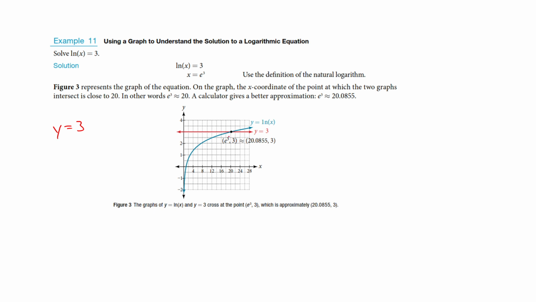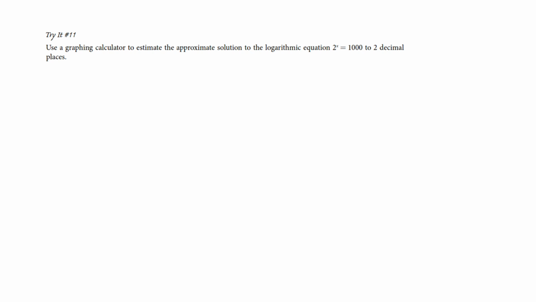So this is just the graph of the ln of x. They just graphed it. Now they've also graphed y equals 3. So basically what we're saying is when is y equals 3? It would be the point where they intersect each other. And you could read that off technology. I don't know that would be all that valuable.